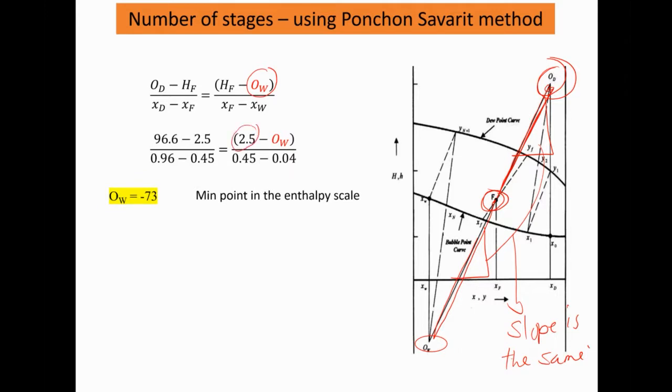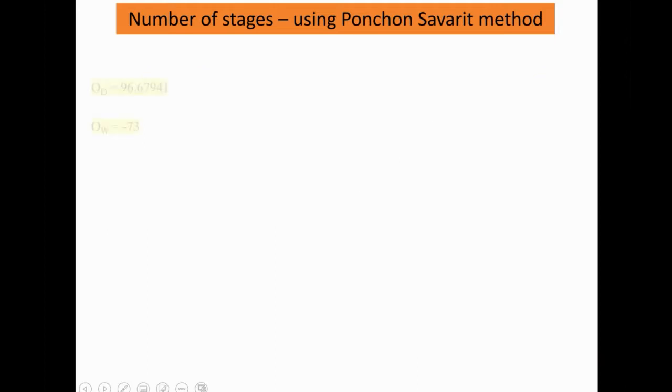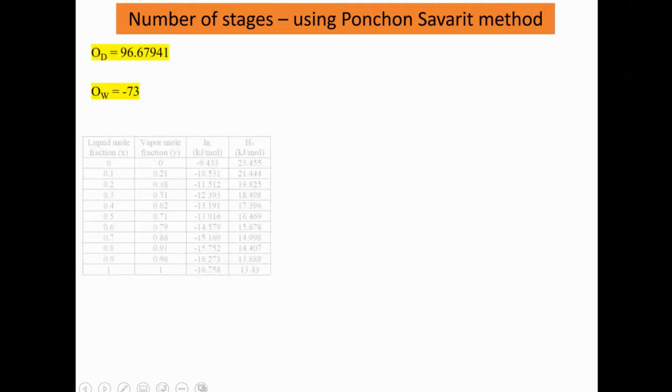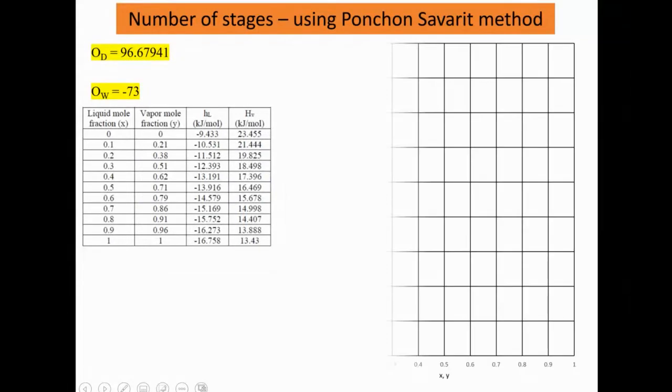You know the H feed now, it's already determined. QD is already also determined, and you know the feed XD, XF, XW, from which you can get QW, and that will represent the minimum point in the enthalpy scale. So now you know exactly what the maximum number in your scale in the enthalpy chart is, and the minimum. You can do that very simply with this one, and with the data here.